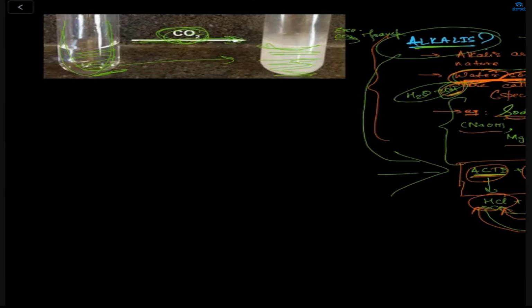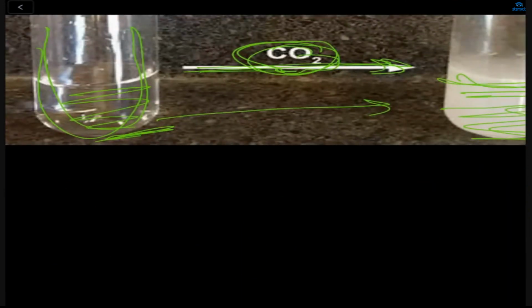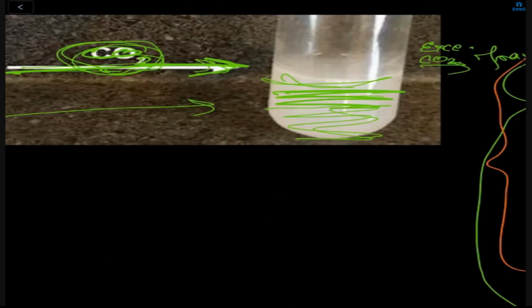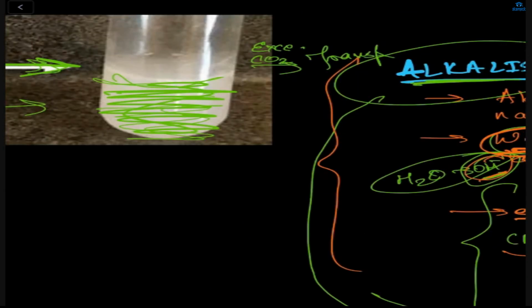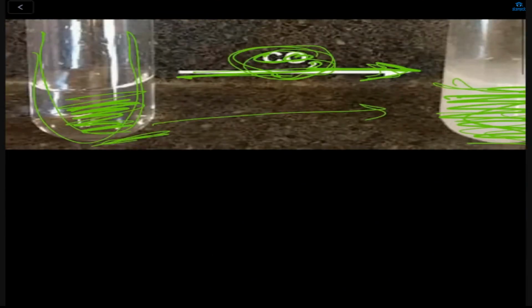And this part is very important. Here in this lime water, if we pass CO2, it will turn milky in color. And again, if this lime water is passed with an excessive amount of carbon dioxide, then again it will turn into a transparent color like this.